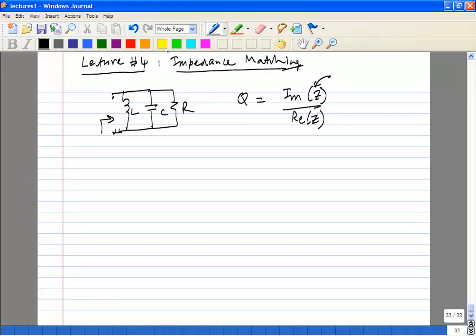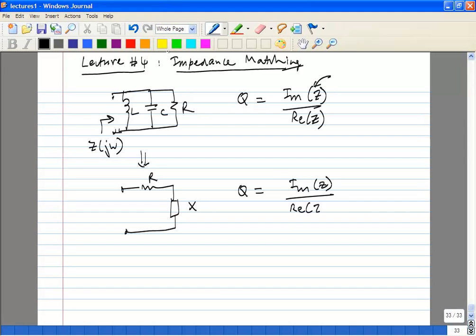So for any network, if you look at the input impedance as a function of j omega, you can find an equivalent circuit. At any frequency, you can write it as some resistance R and reactance X. It could be inductive at lower frequencies and capacitive at higher frequencies. But Q for the series network is always defined as the imaginary part of Z over the real part of Z.